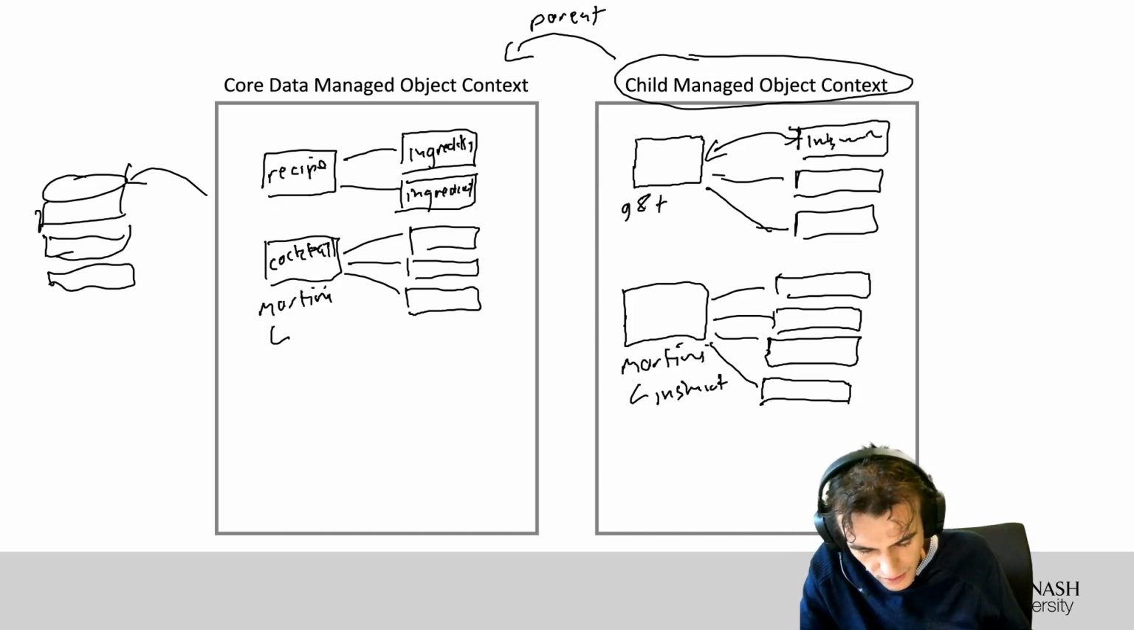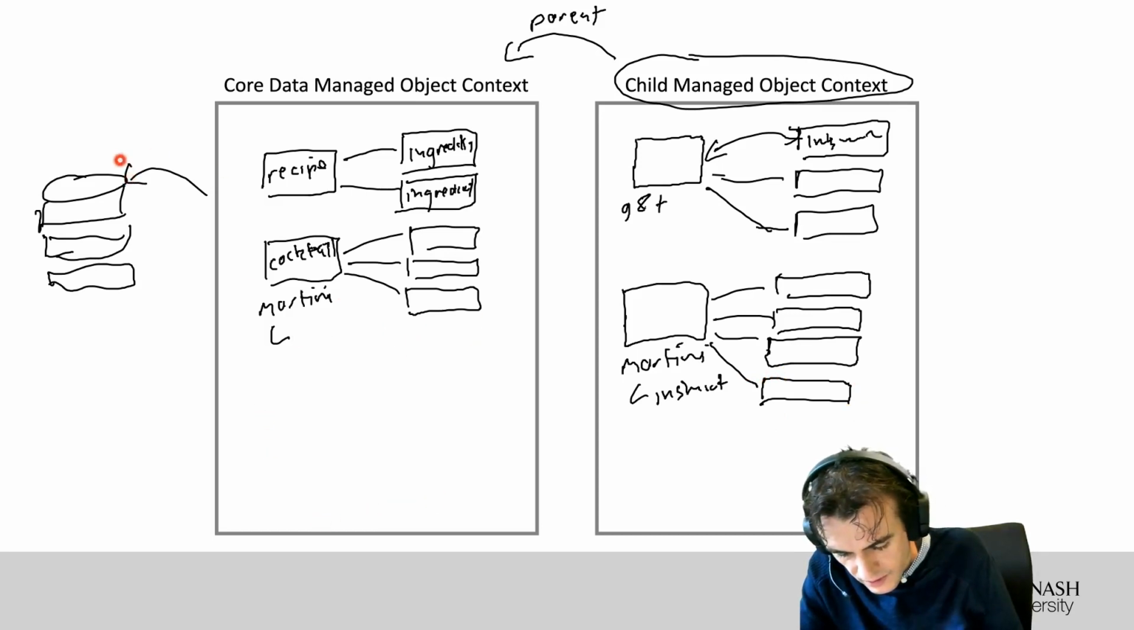I either throw away and free the child managed object context, in which case none of the changes I've made here to the instructions and adding this extra ingredient end up here. This object stays exactly the same as it was. Alternatively, if I save at this point, then the instruction change and the additional ingredient that I've added will end up in here. The instructions will get changed, a new ingredient will be here, and then if I save this context, it ends up in the database again.